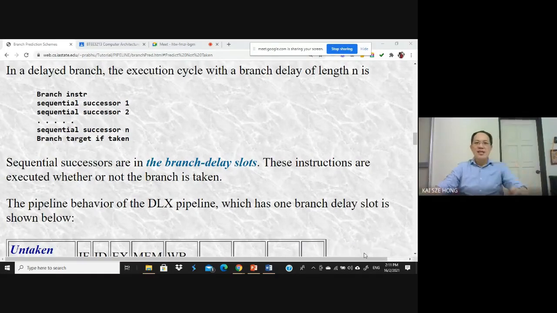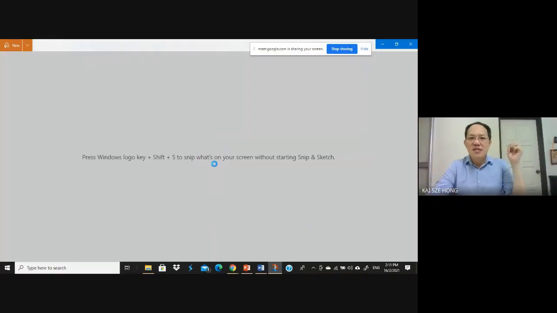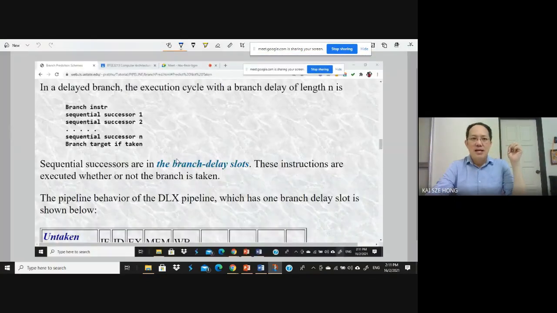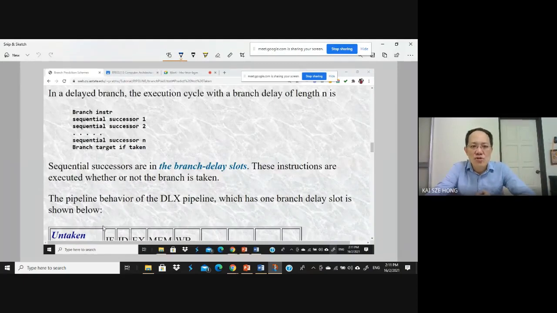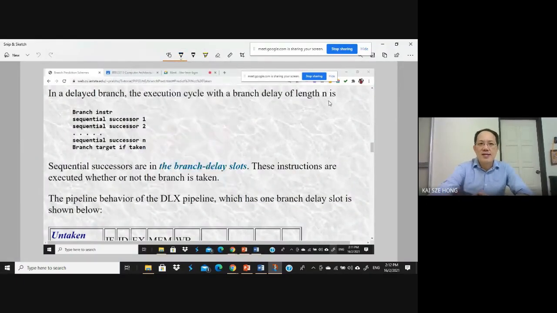Stall, you all know, right? Stall means it stops everything. But for predict not taken, let me use a pen. You can see that for delay branch, it will execute here. This one, delay branch. Predict not taken is over here.